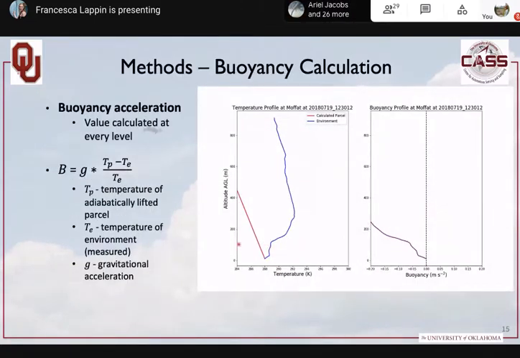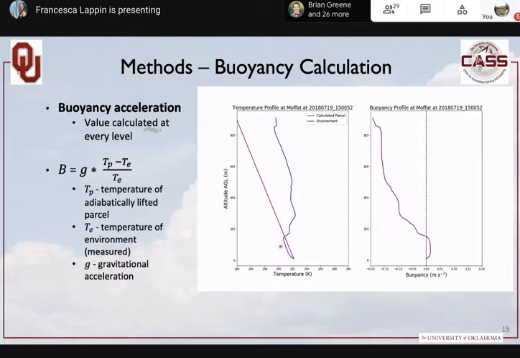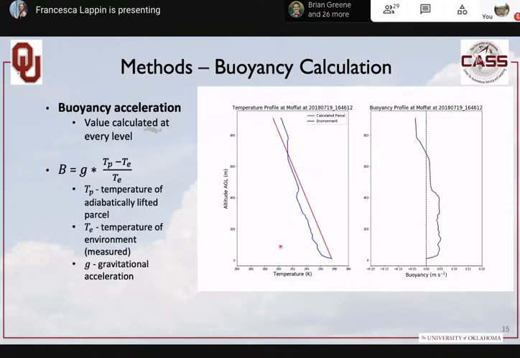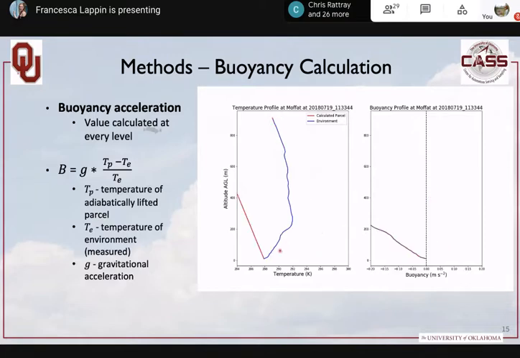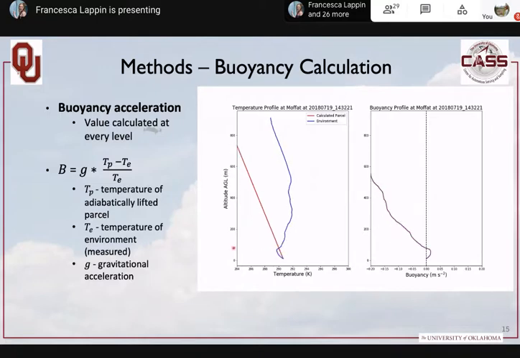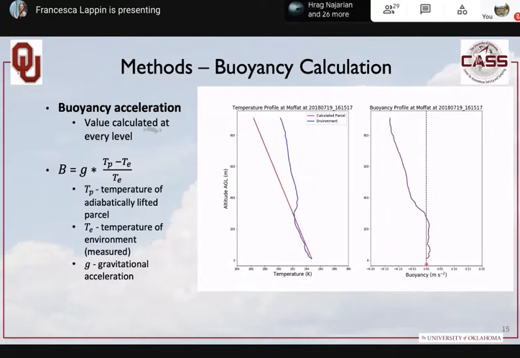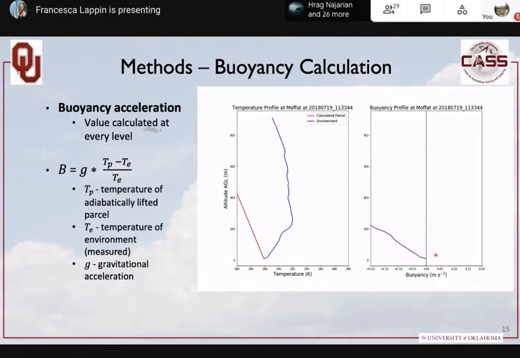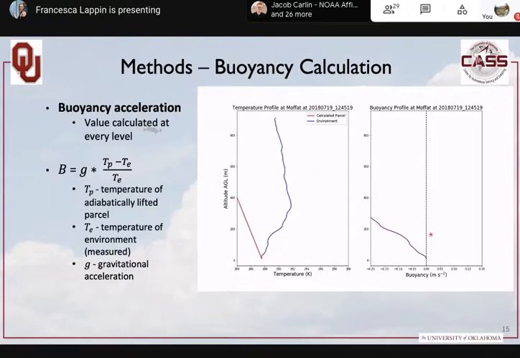So buoyancy was calculated at each level using this formula, where your environmental temperature is this blue line, or the temperature measured by the Copter Sonde. Our parcel temperature is an adiabatically lifted parcel initiated using the lowest elevation temperature from the Copter Sonde. And as we see, the buoyancy becomes more positive throughout the day and begins to vertically mix and grow in elevation, or the positive values will grow in elevation.